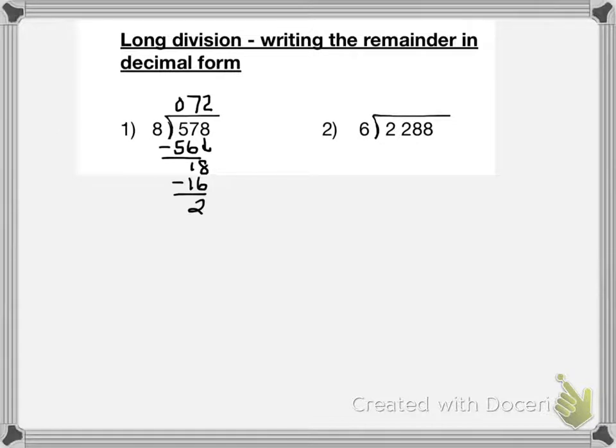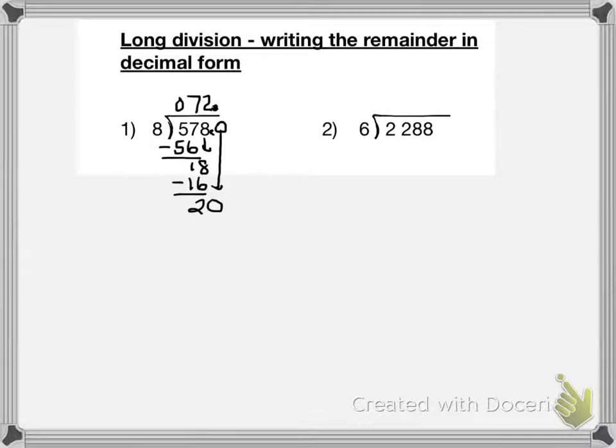So at this point, instead of writing it in fraction form, I'm going to add a decimal point after the ones place, after the 8, and add a 0 so that I can continue bringing it down and dividing. So that 2 now becomes 20. I'm also going to bring the decimal point up into the quotient there, straight up, and continue dividing.